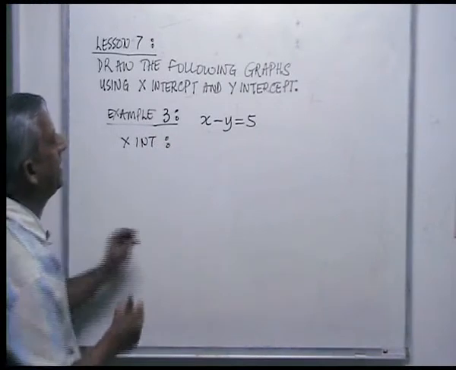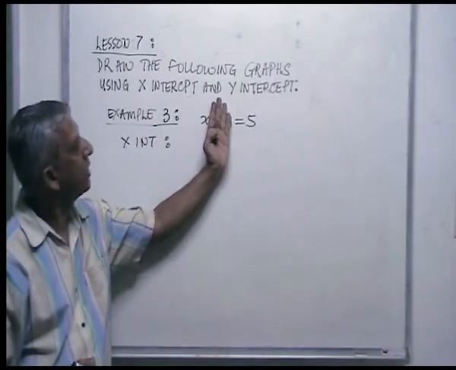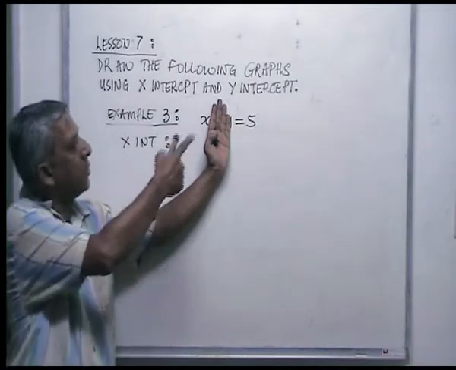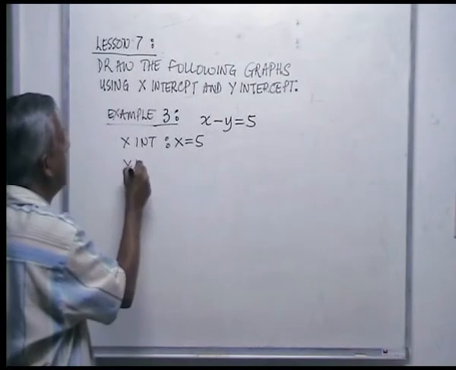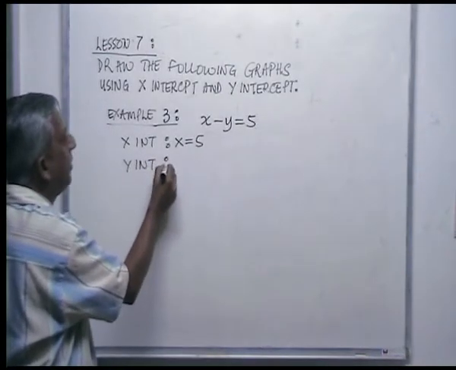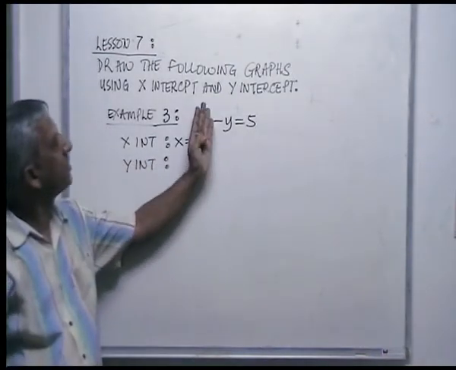Intercept. If you want the x-intercept, you're going to put y equal to 0. So what's left? X is equal to 5. Right. Then you want the y-intercept. Now if you want the y-intercept, what are you going to do? You're going to put x equal to 0.